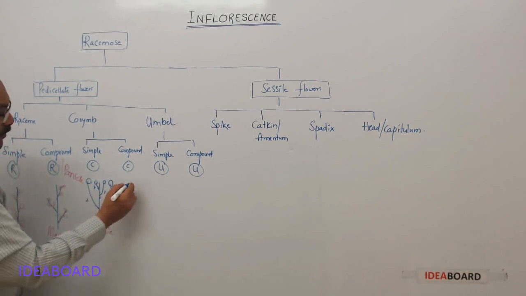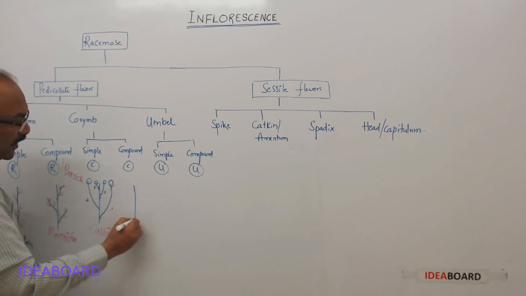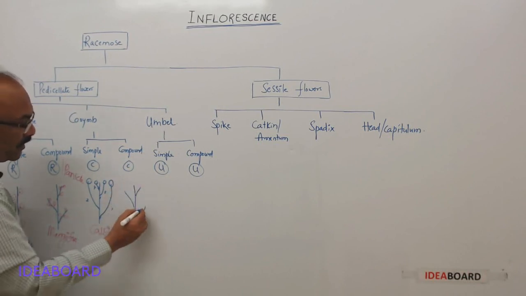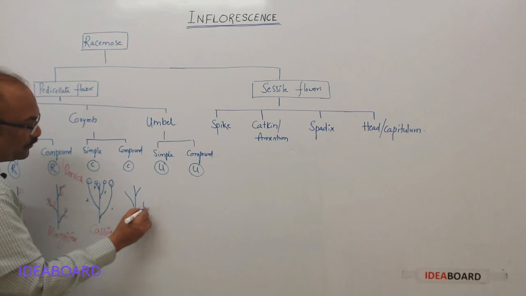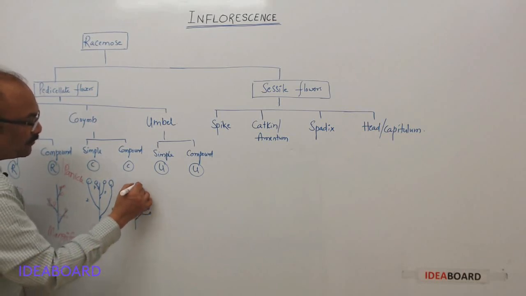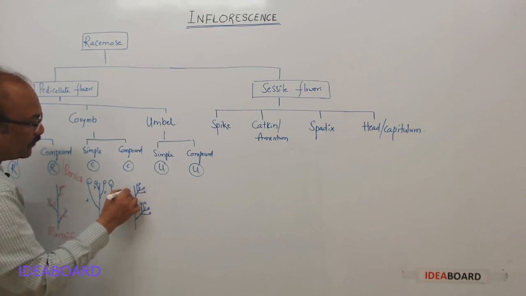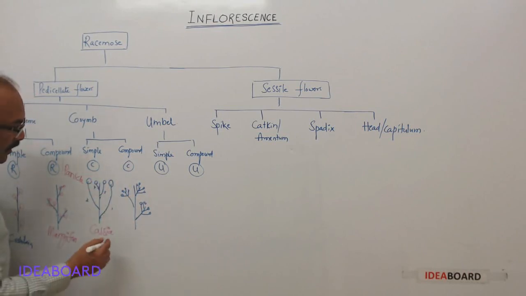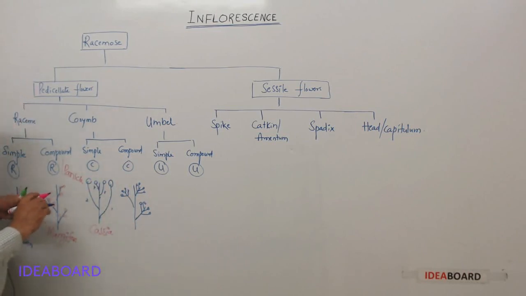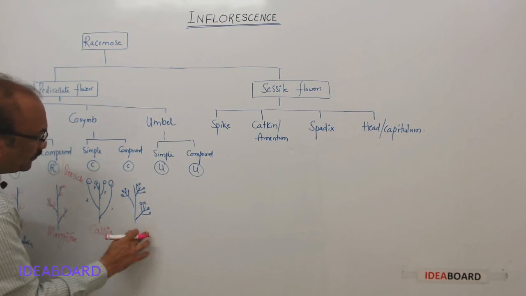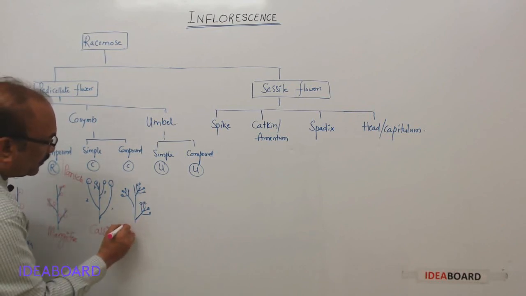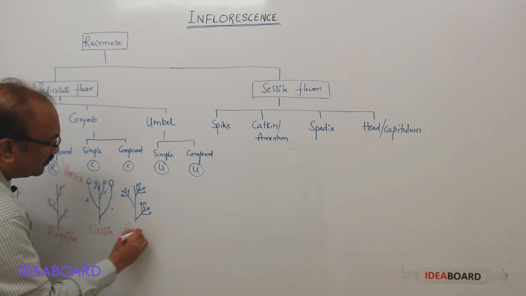And the compound corymb, here the peduncle is branched, and every branch will show simple corymbs. Every branch resembles a simple corymb, like this. Another example for this compound corymb is gynandropsis.